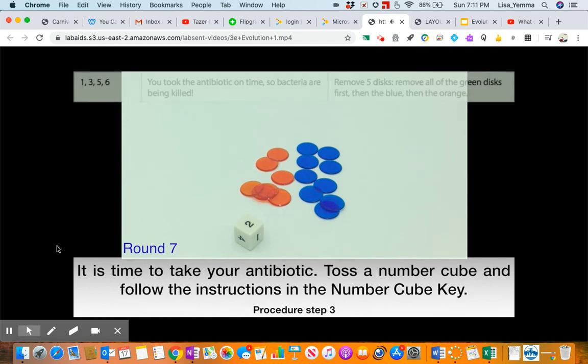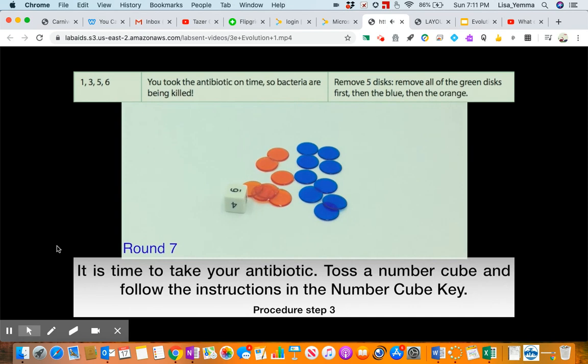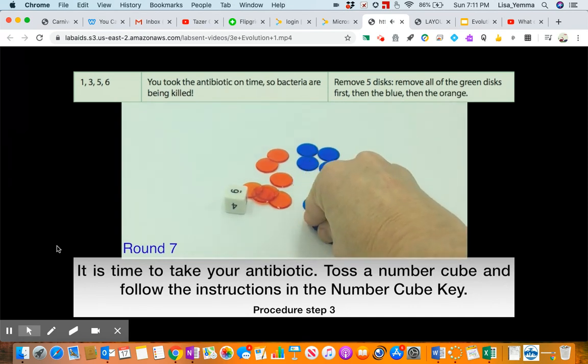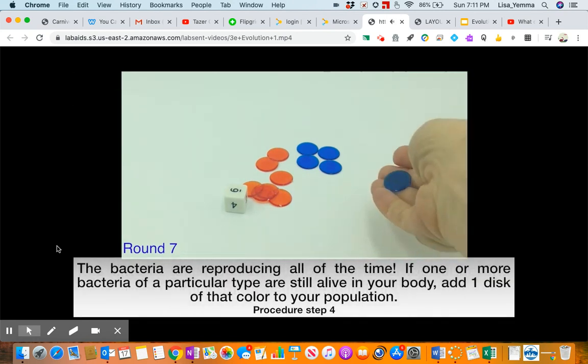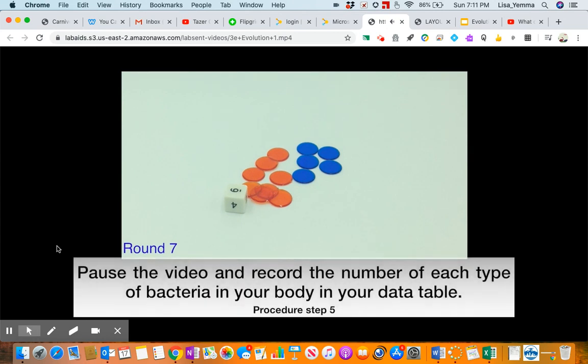Round 7. It is time to take your antibiotic. Toss a number cube and follow the instructions in the number cube key. The bacteria are reproducing all the time. If one or more bacteria of a particular type are still alive in your body, add one disc of that color to your population. Pause the video and record the number of each type of bacteria in your body in your data table.